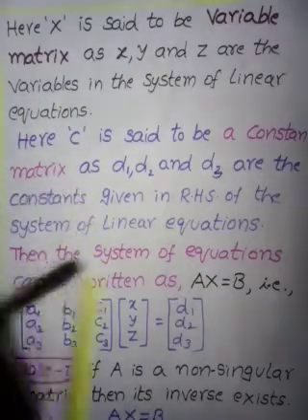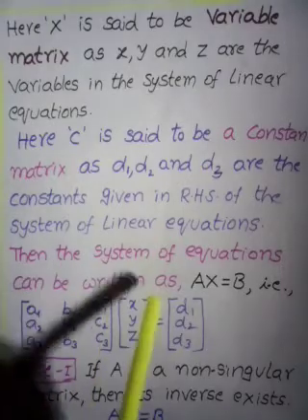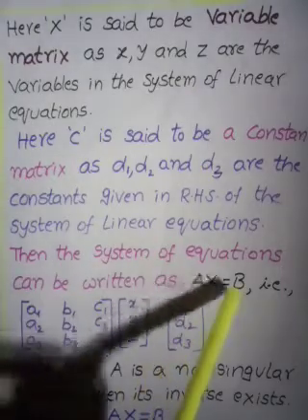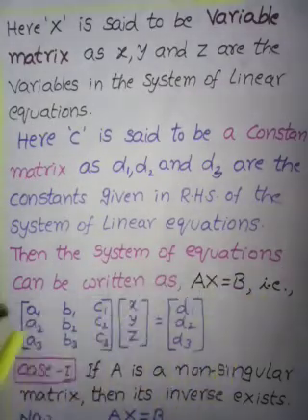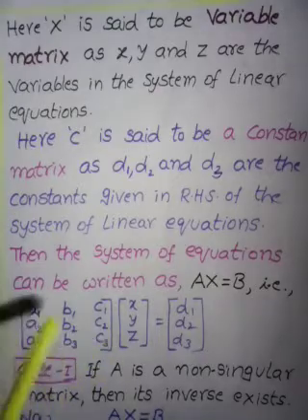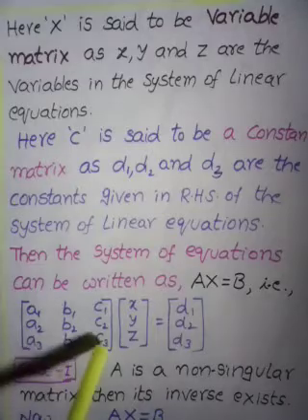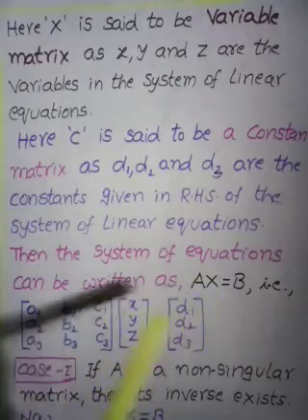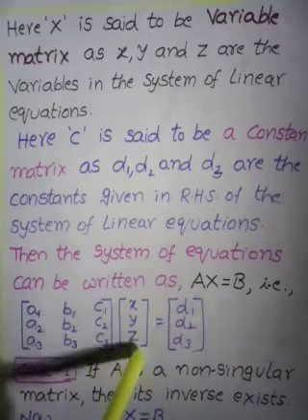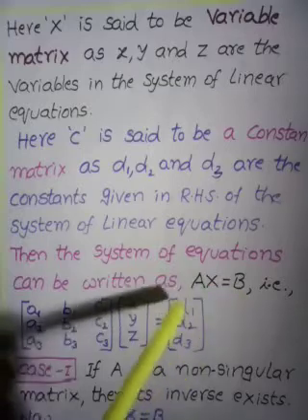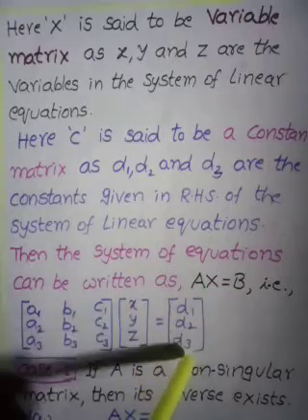Right. Then the system of equations can be written as AX is equal to B, that is, here I wrote matrix A: a1, b1, c1, a2, b2, c2, a3, b3, c3, into variable matrix X: x, y, z, is equal to B, that is constant matrix d1, d2, d3.